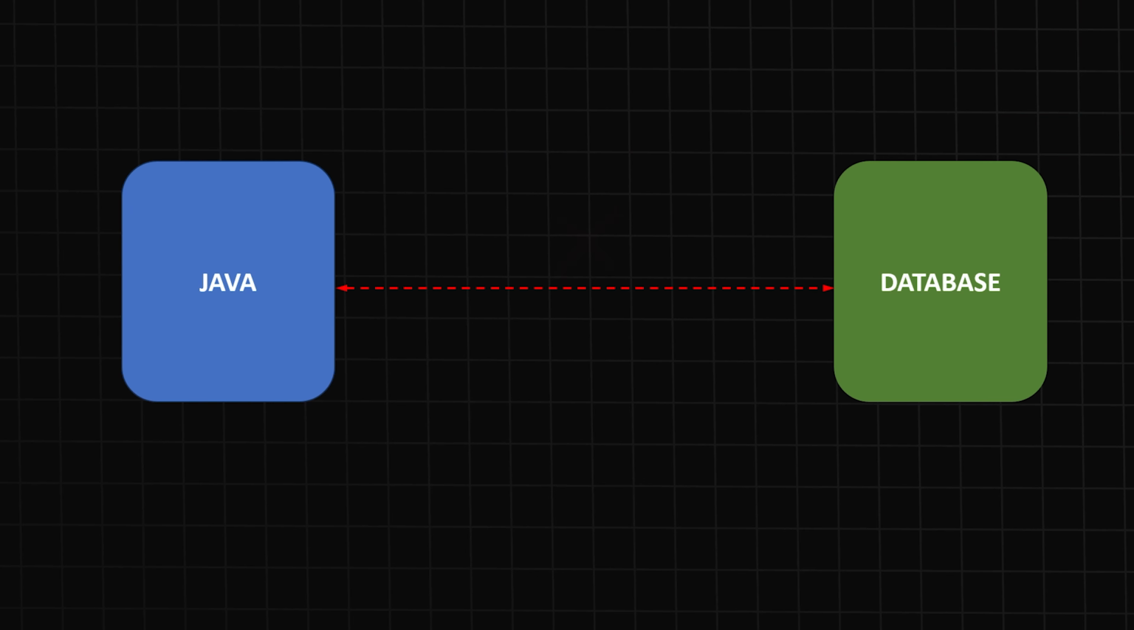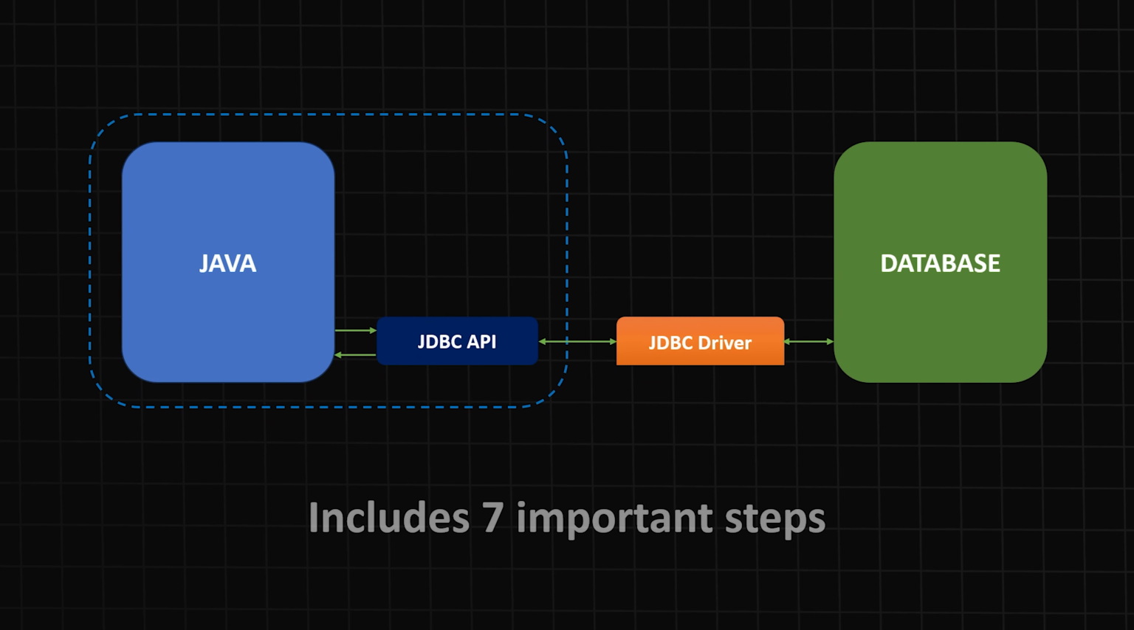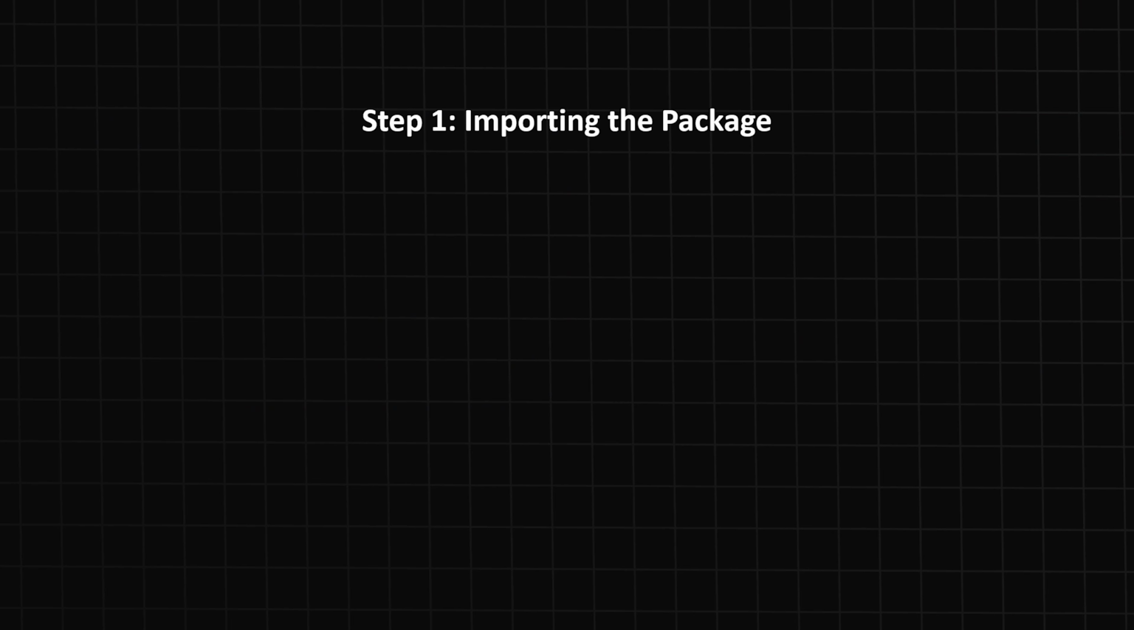So we have seen that our Java application doesn't talk directly to the database, right? Here, JDBC acts as a bridge and the JDBC driver works as a translator between the Java application and the database. Now, this complete communication happens in 7 important steps. In some of the references, there were 5, 6 or 7. So, for the safer side, we have taken the 7 important steps. So, let's understand these steps one by one in a proper sequence so that we can perform the JDBC operations, right? Now, the first step is importing the JDBC packages.